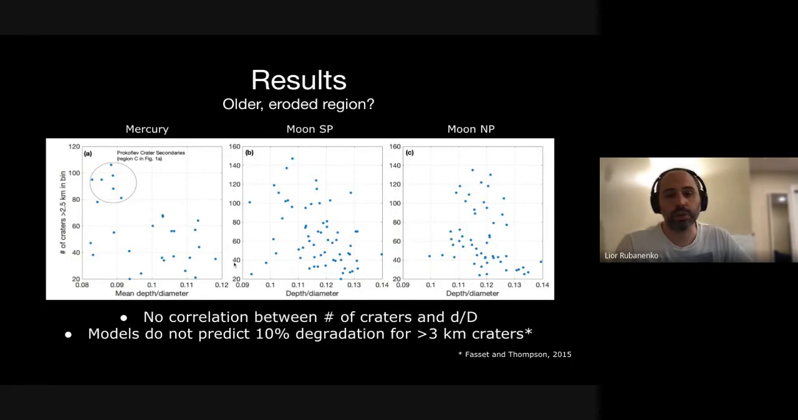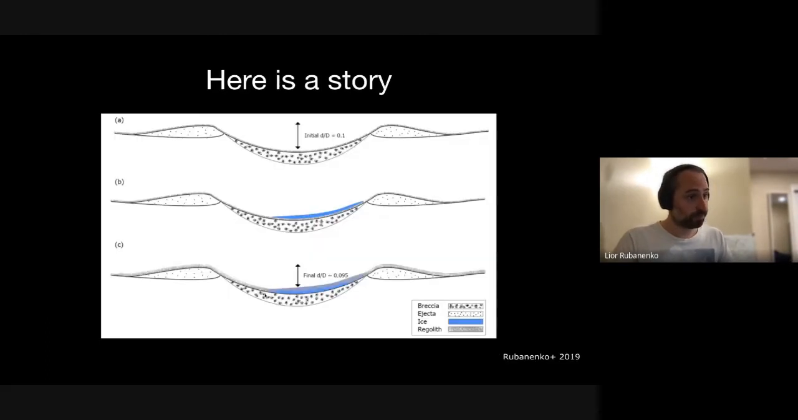Could this just be an older eroded region? Maybe the moon is very young, and older eroded regions, because craters in them are older, just due to relaxation and other processes like gardening and mass wasting, become shallower. The rims become less crisp, and the craters themselves become less deep. However, there's no correlation between the depth to diameter and the amount of craters in each areal bin, which may have indicated a correlation with age. So this is not a behavior that's dependent on age. It's not like those older bins are much shallower than other bins.